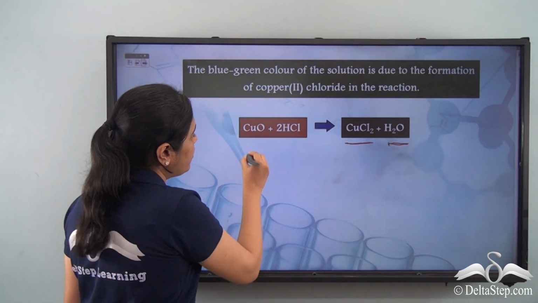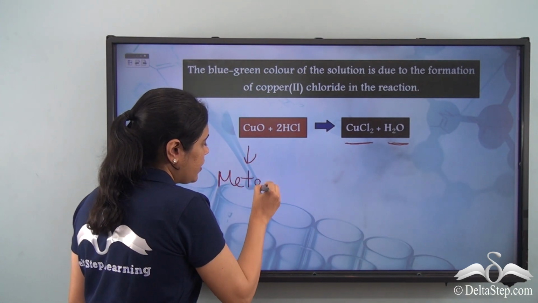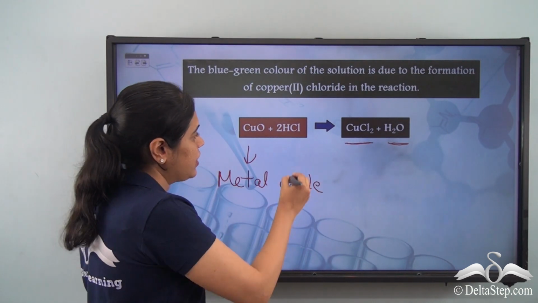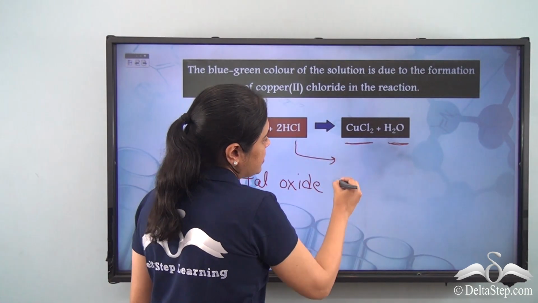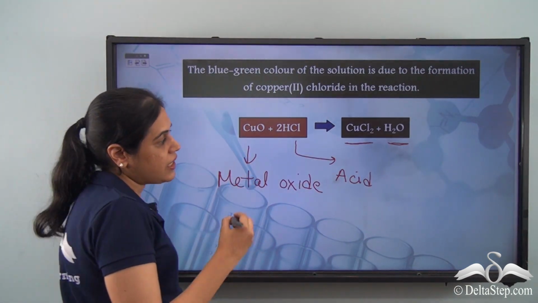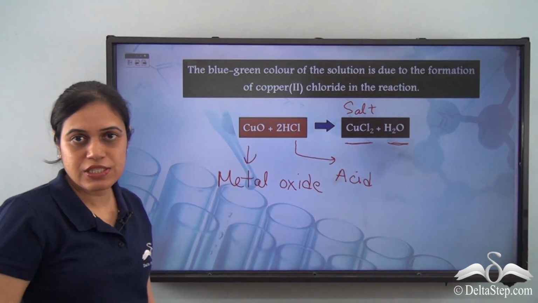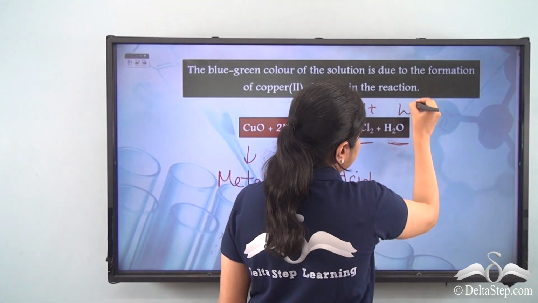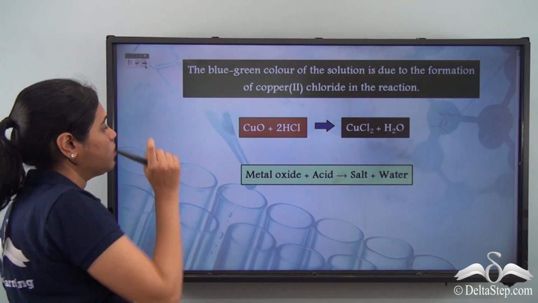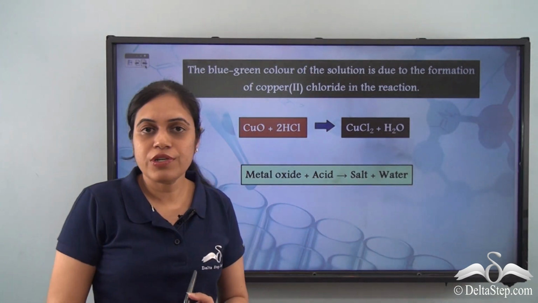Now copper oxide is a metallic oxide. It's a metal oxide because copper is a metal. Hydrochloric acid, this is an acid. So metal oxide and an acid, they react to give us salt. Copper chloride is a salt, and water. So a metal oxide and acid, they react to give us salt and water.